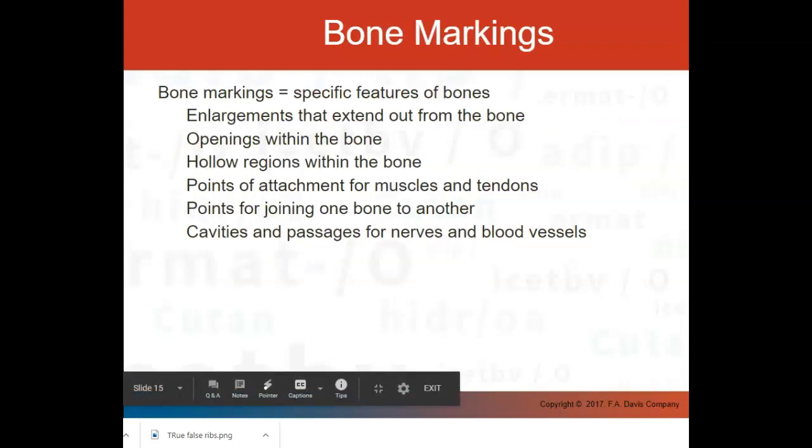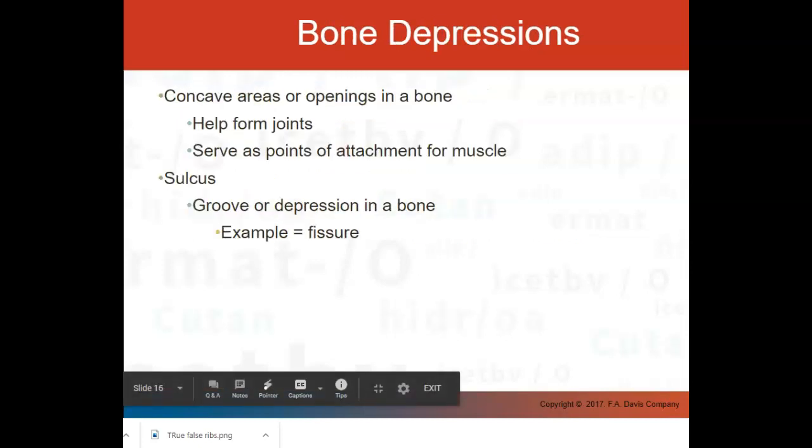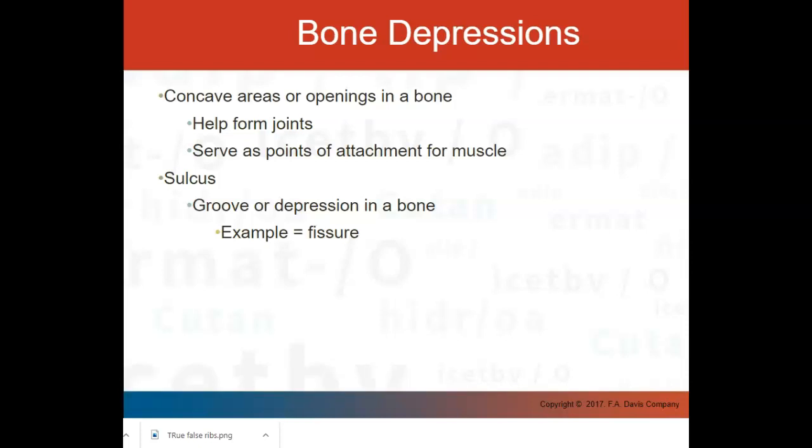Bone markings are specific features of bones: enlargements that extend out from the body, openings within the bone, hollow regions within the bone, points of attachment for muscles and tendons, points for joining one bone to another, cavities and passages for nerves and blood vessels. Bone depressions are concave areas or openings in a bone. They help form joints. They serve as points of attachment for muscle.